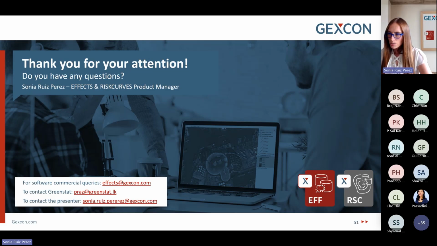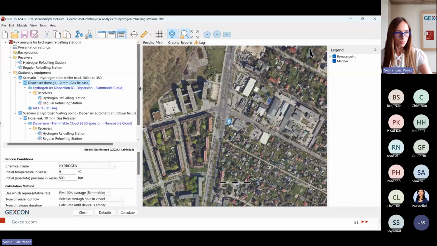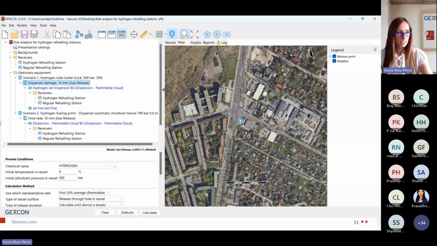Okay, there's a question from Terence. Can you do a simulation exercise in effects using hydrogen? Well, perhaps let me very quickly show the example that I based the results on the slides on.